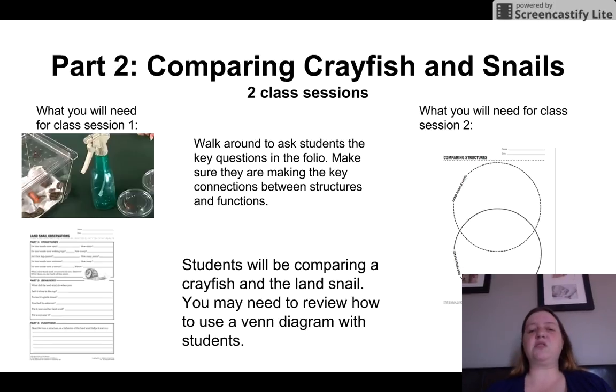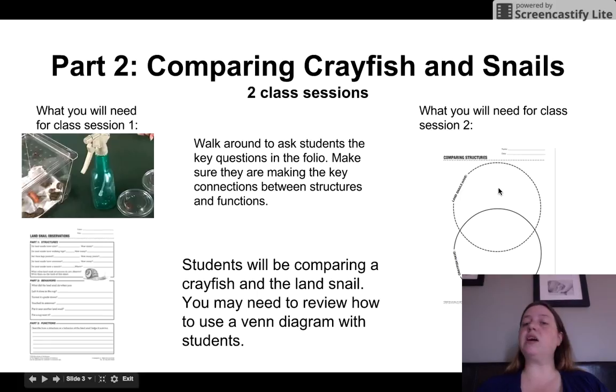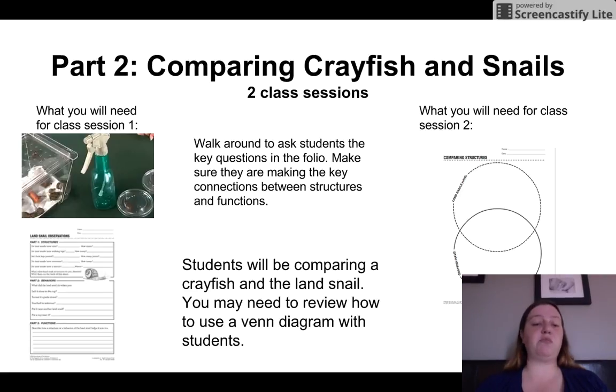Ask them about the structures. Well, how do you think the snail's foot helps it? How do the snail's antennas help them? What do the antennae do for them? What does the shell do? So you want to ask these key questions for students. On the second class session is where the students will compare the 2 animals in a Venn diagram. How they're the same goes in the middle, how they're different goes on the outside. Just go over how to use that Venn diagram. Those students should know this information by now.